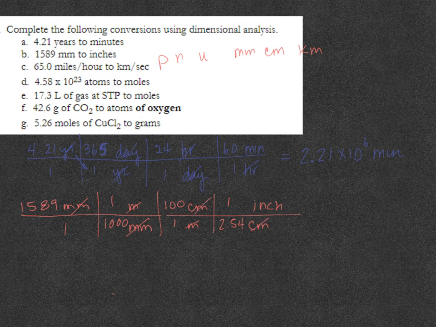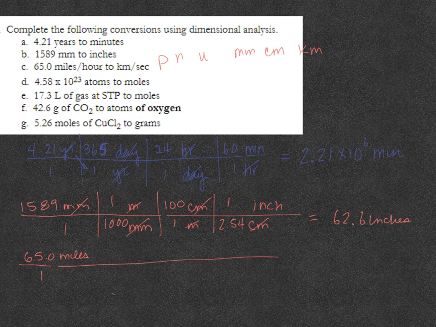You will get conversions on the test of things that are not common, but you do need to know your prefixes, and you do need to know common relationships, feet to miles, inches to feet, etc. So multiply across the top, multiply across the bottom, divide top by bottom, and we get 62.6 inches. C involves converting a complex unit. So if I have 65 miles, now I have a unit in the denominator. That's per 1 hour.